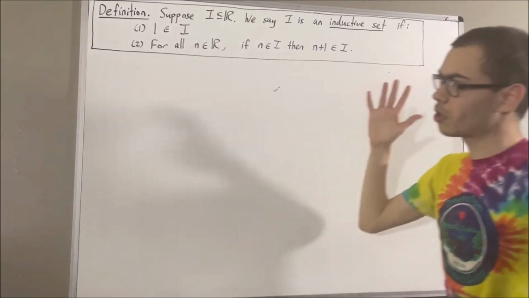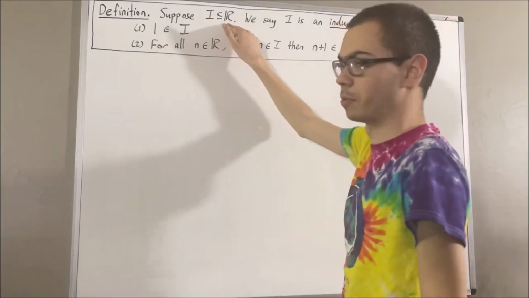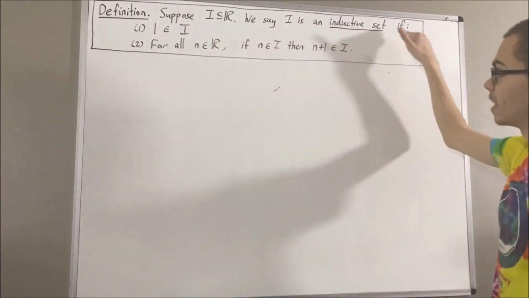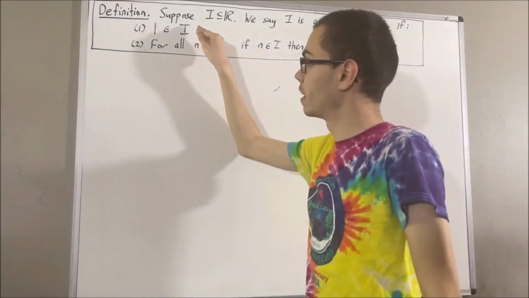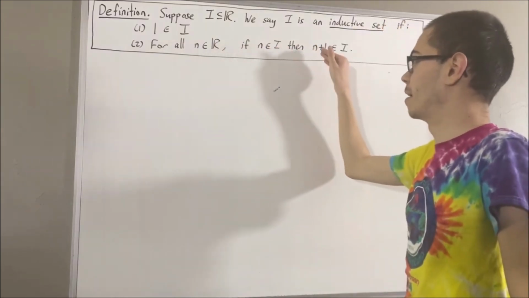So let's start out with this definition. Suppose I is a subset of the real numbers. We say that I is an inductive set if 1 is an element of I, and for all real numbers n, if n is an element of I, then n plus 1 is an element of I.